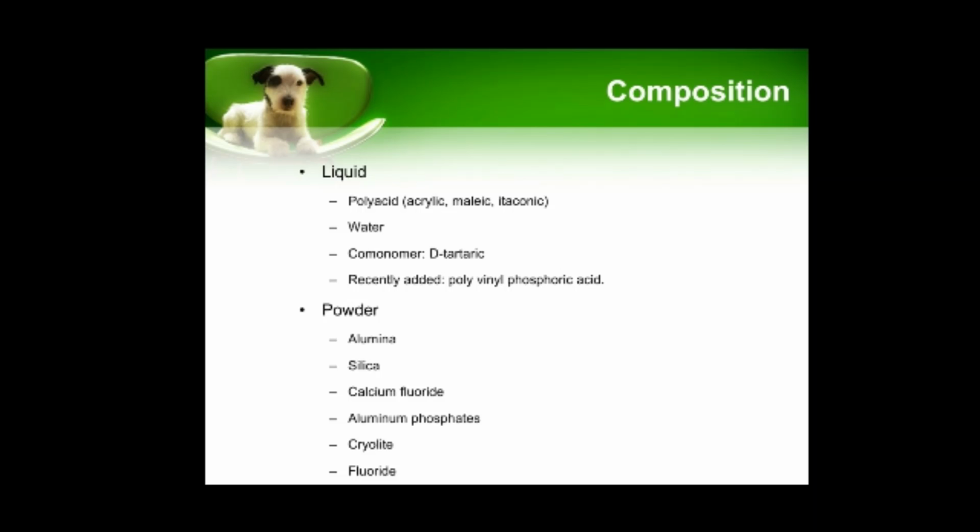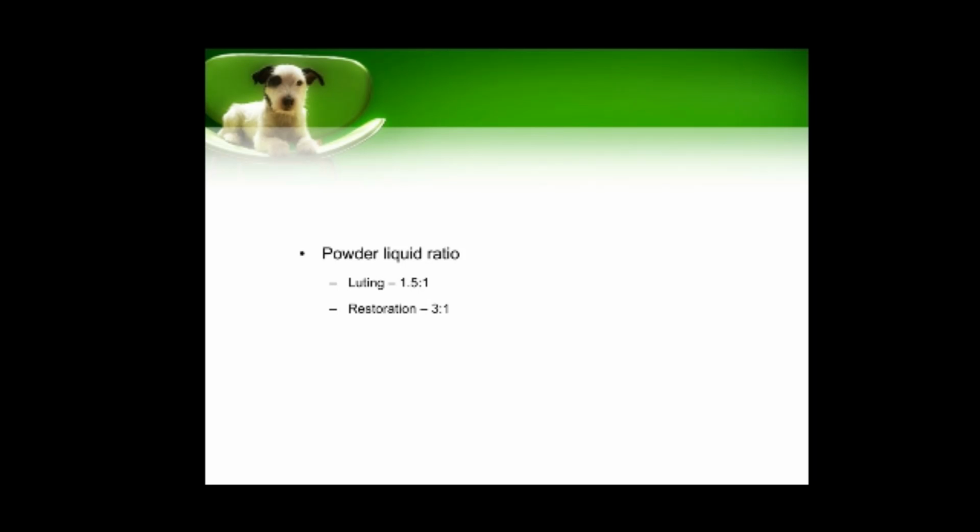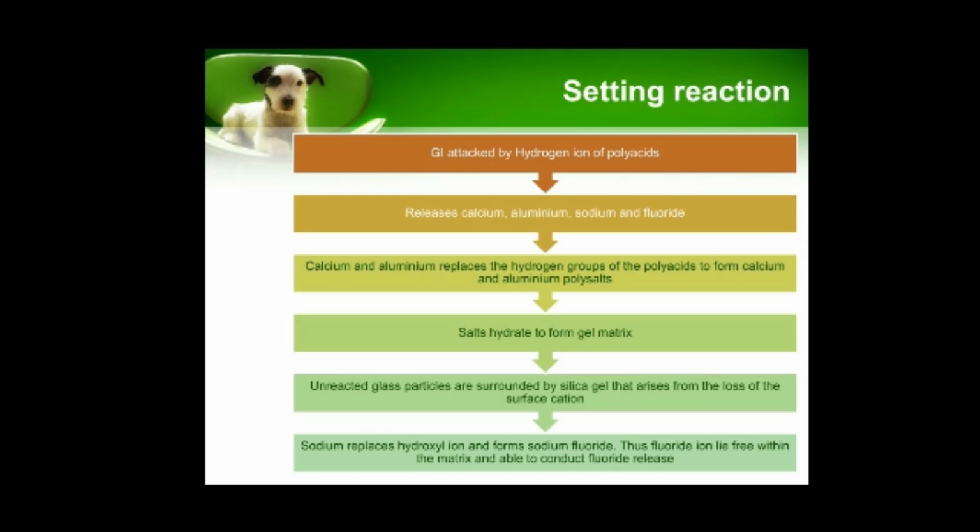It also acts as a flux. Fluoride decreases the fusion of the material. It acts as an anti-corrosion material and increases the translucency. The powder liquid ratio, when GIC is used as a luting cement, should be 1.5:1, and for restoration it should be 3:1.